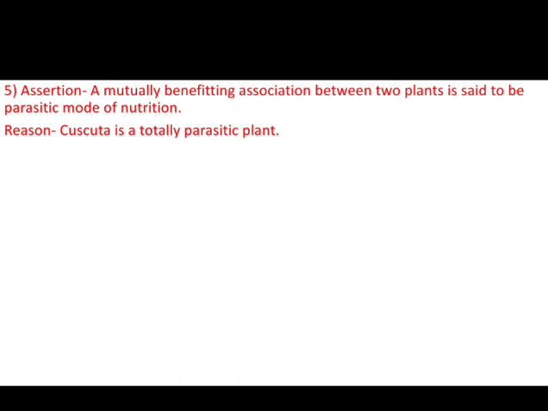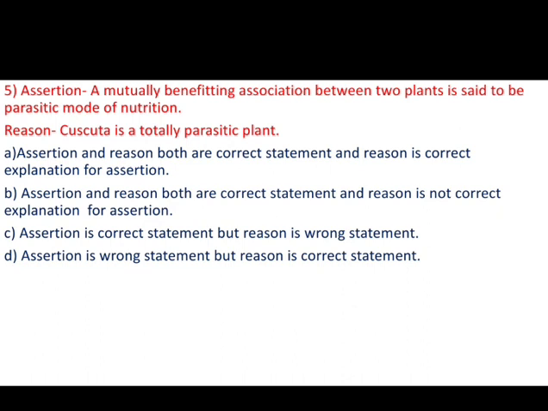Assertion: a mutually benefiting association between two plants is said to be parasitic mode of nutrition. Reason: Cuscuta is a totally parasitic plant. Again the four options. So let's see which one is the correct one. Option D, because the assertion is wrong. Why? Because a mutually benefiting association between two plants is said to be saprophytic mode of nutrition, because both are giving benefit to each other.